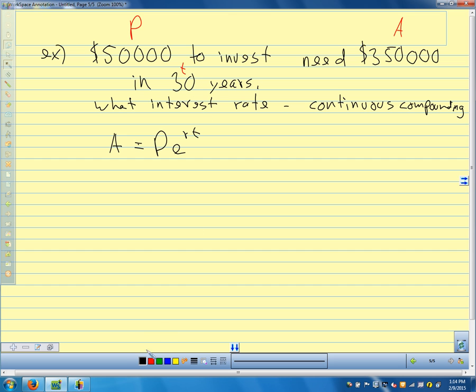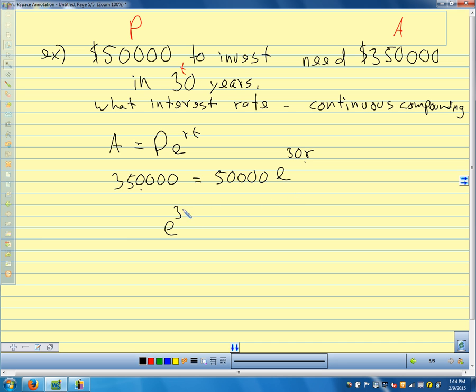So we just plug everything in. So we get 350,000 equals 50,000 e to the 30R. And we know how to solve this one, right? We want to get our exponential function by itself on one side. So we divide both sides by 50,000.